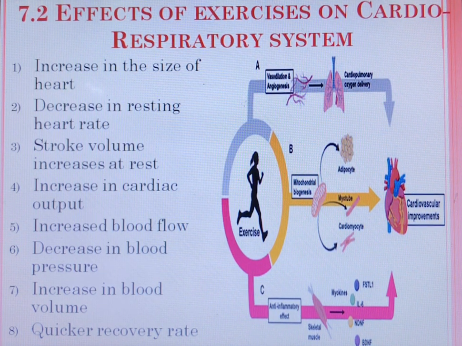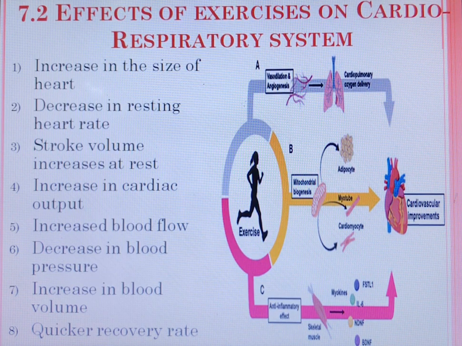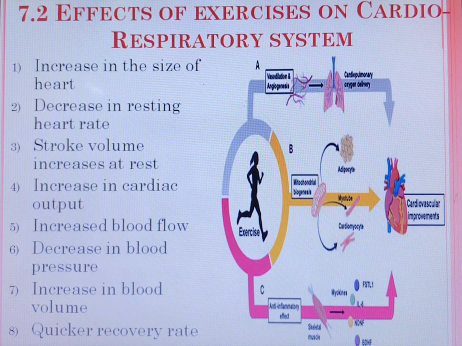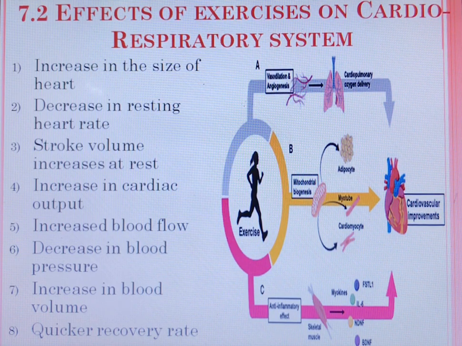The fifth point is increased blood flow. Our muscles need more oxygen when we perform exercises. So when we perform exercise regularly, our body increases its number of capillaries and the resting capillaries also open wider, so that the blood flow can be increased and more efficient. The sixth point is decrease in blood pressure. When we perform exercise regularly, our high blood pressure can be reduced by up to 10 mmHg at resting time.